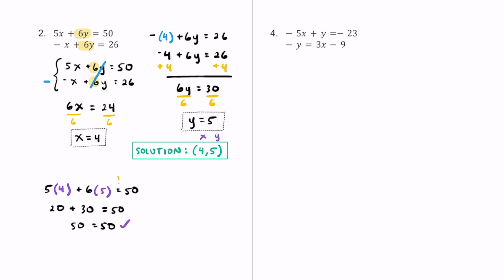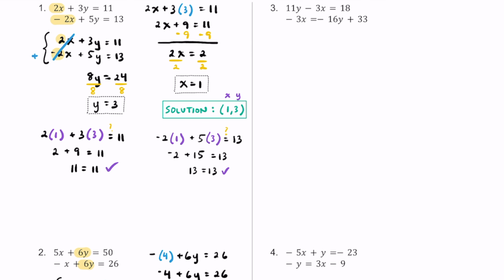If we check this solution into our second linear equation, we can go ahead and substitute that in. So that's going to be negative, let's see, x is 4, so it's going to be the opposite of 4, plus 6 times 5, so 6 multiplied by 5, and that should equal 26, hopefully, right? So the opposite of 4 is just a negative 4. 6 times 5 is going to be 30. We're hoping this equals 26. Negative 4 plus 30, that does equal 26. So since 26 does equal 26, we can be more confident that this is our answer.